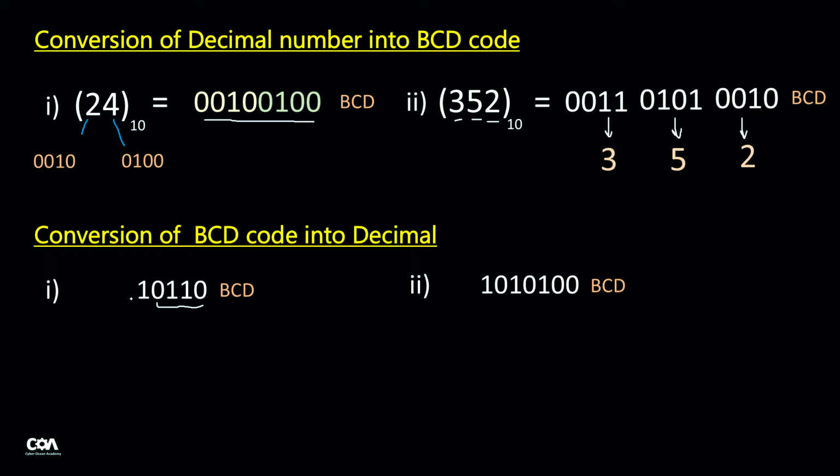So what will we do? We will write 0 for the remaining bits. Here this is 0 and this is also 0. So this is basically our second group. Now we will write the equivalent decimal number of every group. For the first group the equivalent decimal number is 6, and for the second group the equivalent number is 1. So this is basically 16, which is 16 in decimal form.